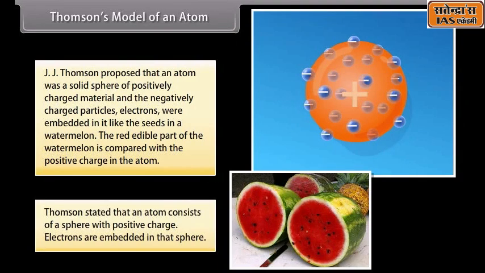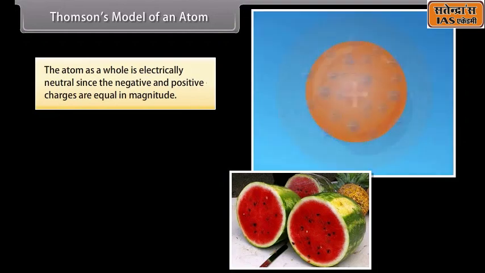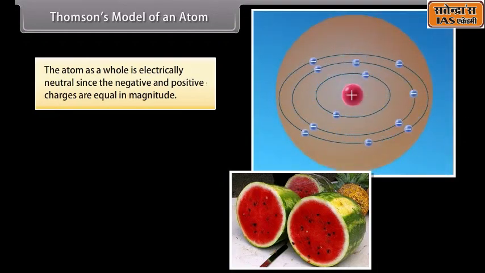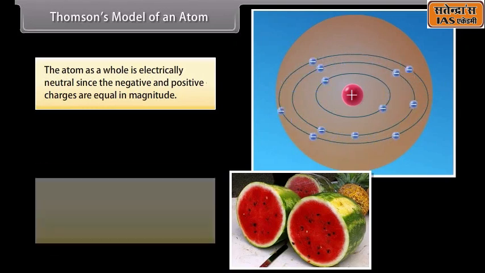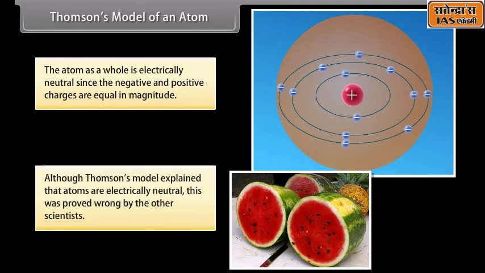Thomson stated that an atom consists of a sphere with positive charge. Electrons are embedded in that sphere. The atom as a whole is electrically neutral since the negative and positive charges are equal in magnitude. Although Thomson's model explained that atoms are electrically neutral, this was proved wrong by the other scientists.